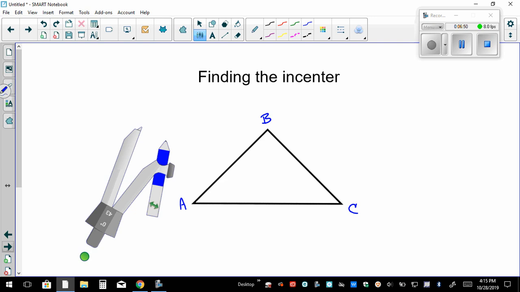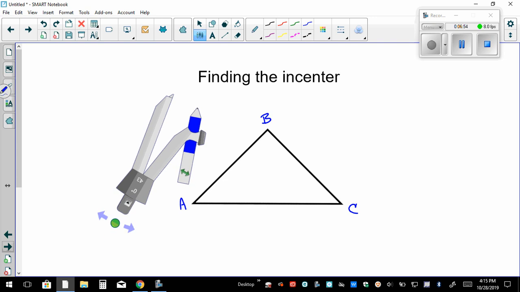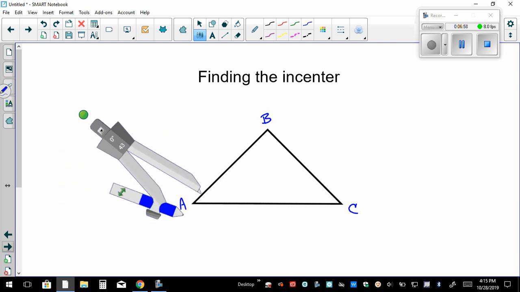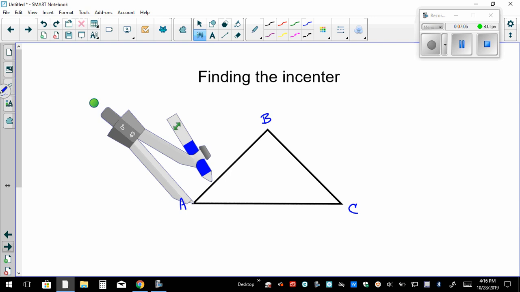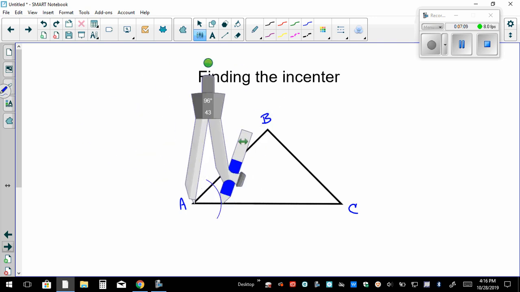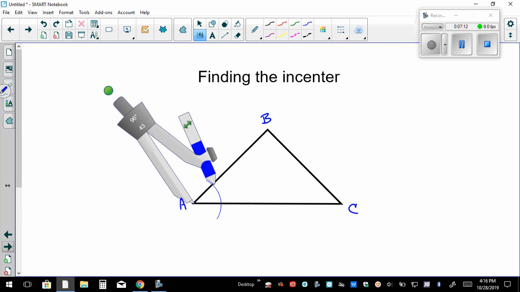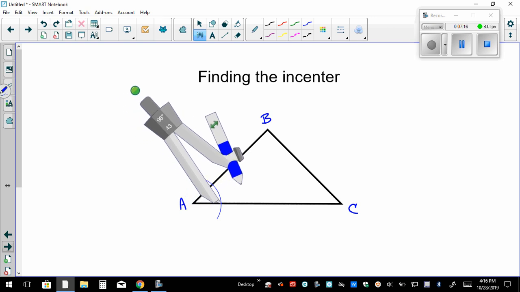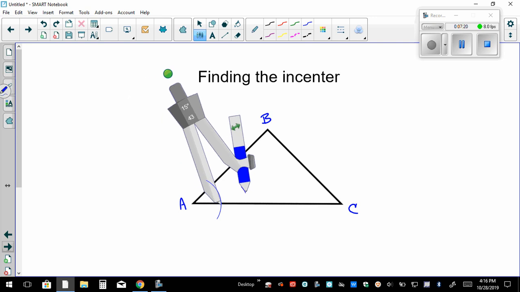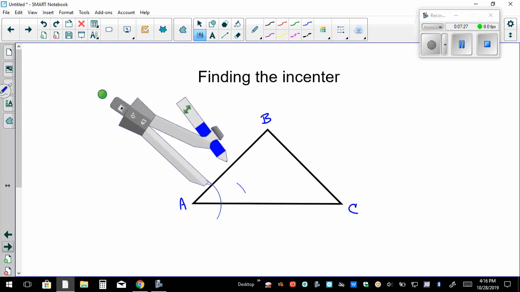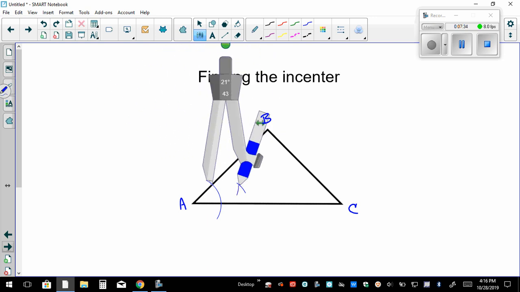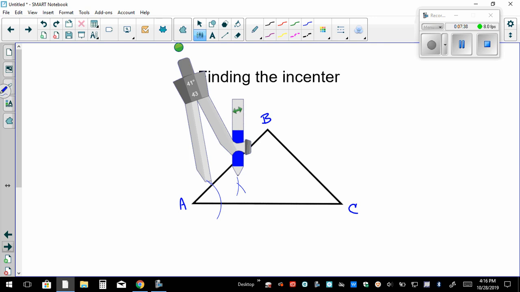In order to do that, I'm going to start by putting my compass point on A, and I'm going to draw an arc across this whole angle A. Then, without changing my compass setting, I'm going to put it on the point where my arc crosses the line and make an arc up here. Then I flip my compass, put my point where it crosses the other arc, and make an arc right there. Now, if I draw a line from the vertex through the point where my two arcs meet, that's going to create an angle bisector.